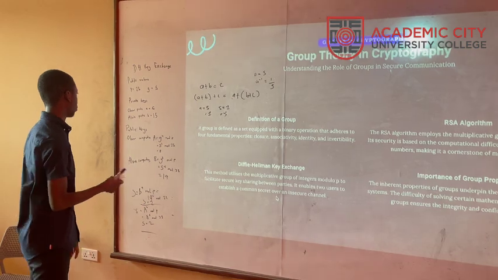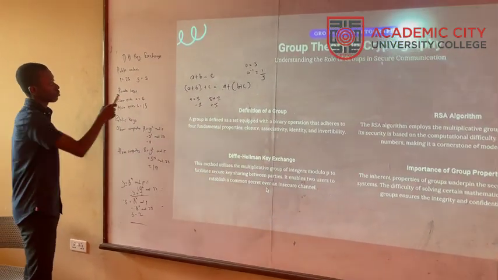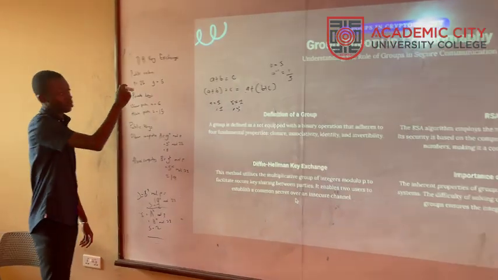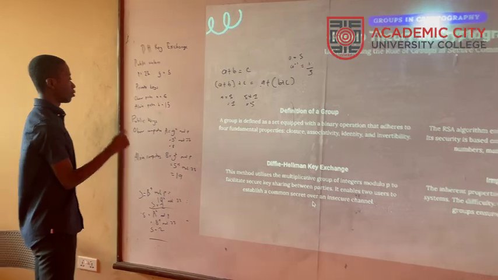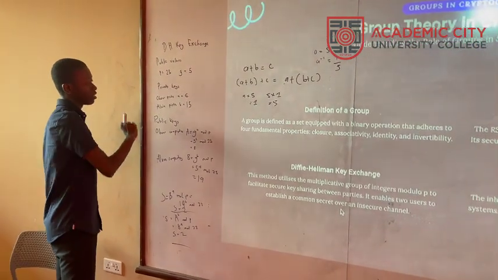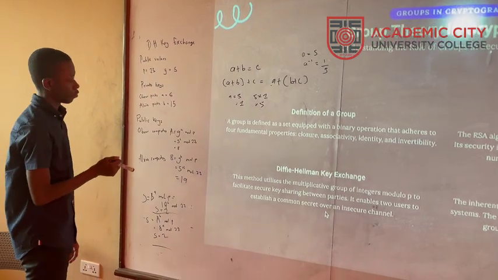So this is an example. Let's say we have 2 people. They pick 2 public values. These values are known to everyone. It doesn't really matter because they can't do anything with them. Then they each pick a private key that only they know. No one else knows about it.